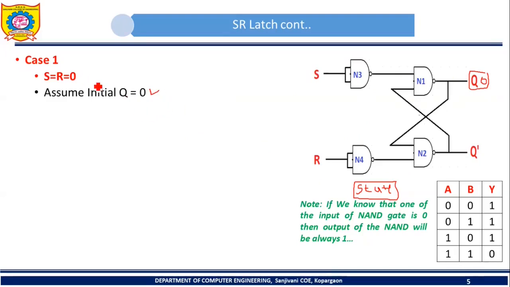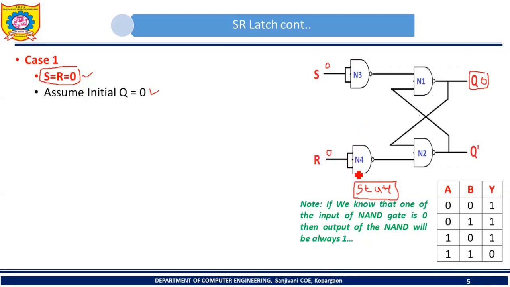What input do we apply to the SR latch? 0 0. After applying input 0 0, we are going to see whether the state of this latch is going to change. What change is going to happen in the state of the latch if I apply this input? Let's start. What is the value of S? Here we have assumed that S is 0 and R is 0. See NAND gate N3, what are the inputs of NAND gate N3? Both inputs of NAND gate N3 are connected together.